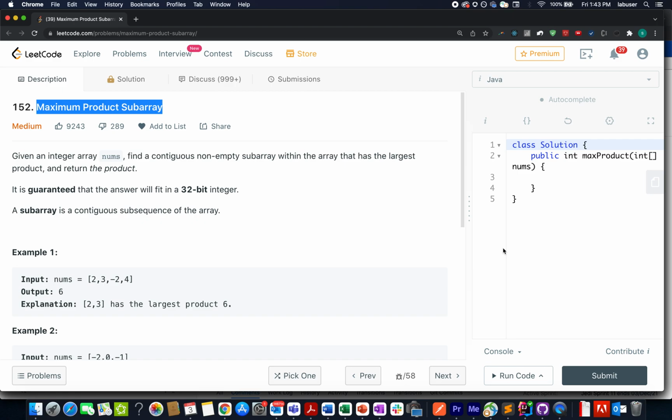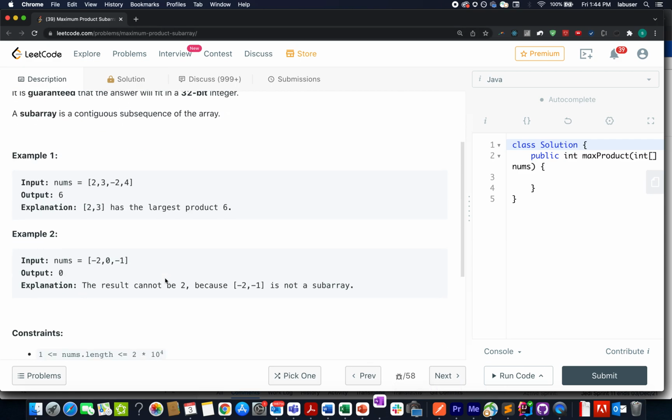Now let's look at today's question. Today's question is maximum product subarray. In this question, we are given an array of integers and we need to identify the maximum, largest product that is present across any of the subarrays of the input array. Without much ado, let's look at the example.